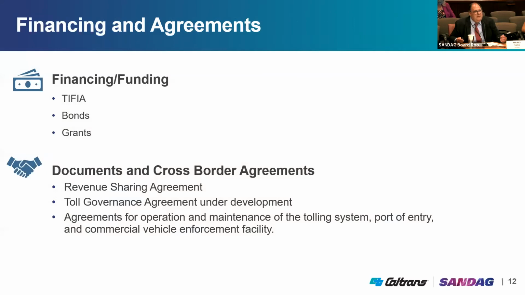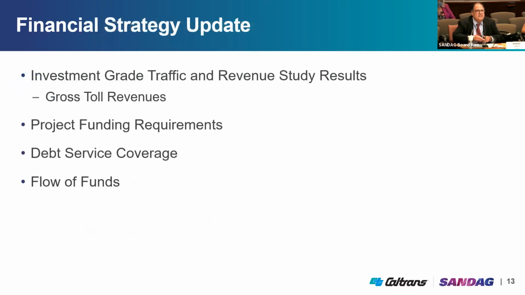So that's the update on the project from, let's call it a brick and mortar perspective, but follow the money, right? In order to be able to construct the port of entry, we're going to need to finance this project with TIFIA bonds and grants. And we're also going to have to develop a multiple array of agreements, one of which is the revenue sharing agreement that we're bringing to you. So I'm going to pass it on to Andre so he can discuss the financial strategy.